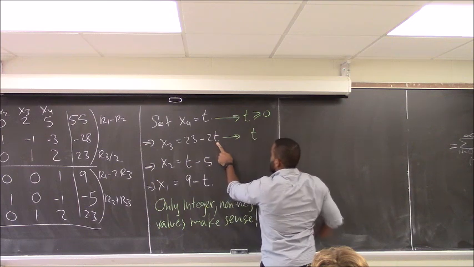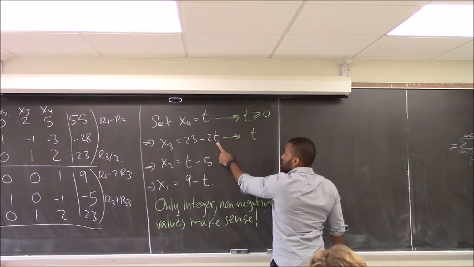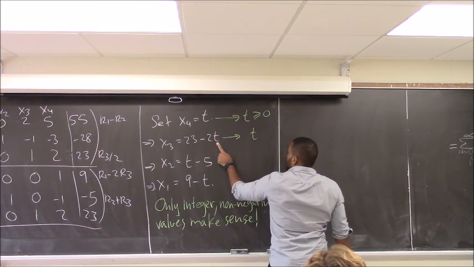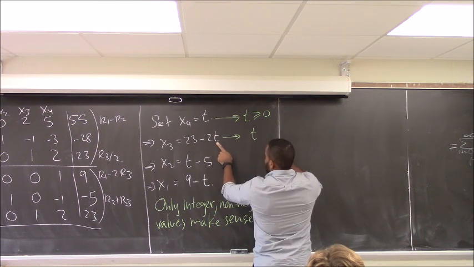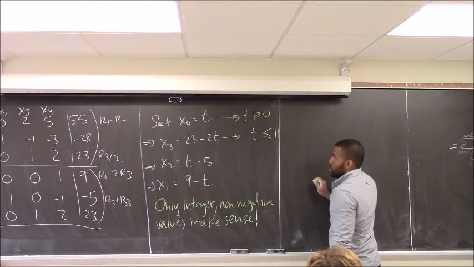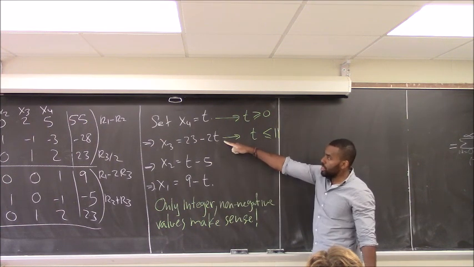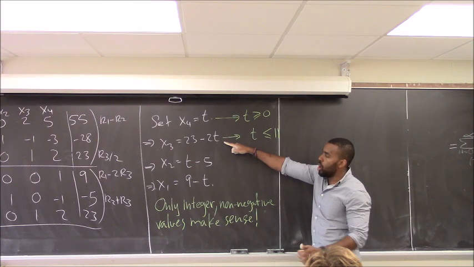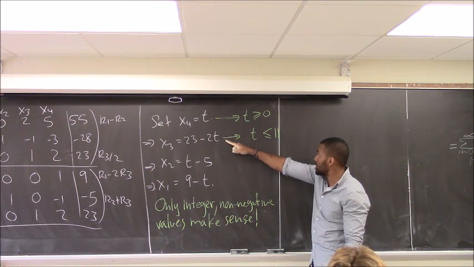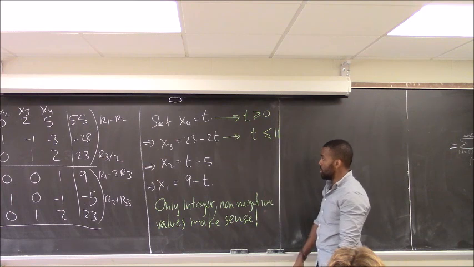What can you tell me about t? It must be 11 and a half or less. 11 or less, right? So that's a restriction. So I can go up to 11, in which case I'm buying only 1 barrel of mixed C. But once t hits 12, I get a negative barrel. So that's not going to make any sense. So my t must be at most 11.